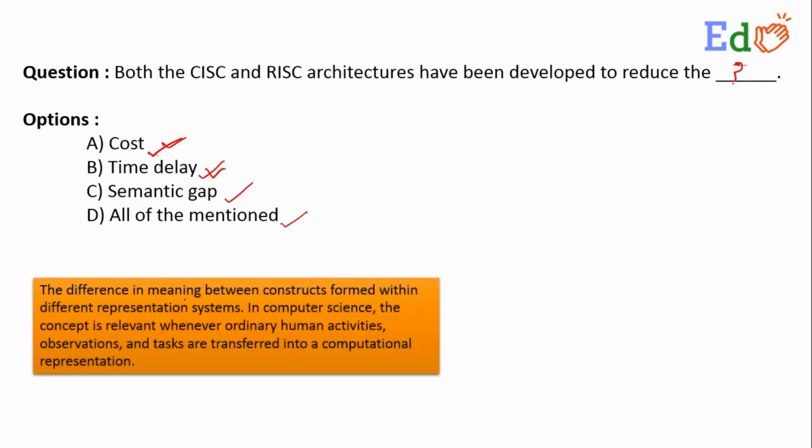Semantic gap is a difference in the meaning between constructs formed within different representation systems. In computer science, the concept is relevant whenever ordinary human activities, observations, and tasks are transferred into a computational representation. In computers, these real-world parameters, such as human activities, observations, and tasks, are formed in high-level languages.